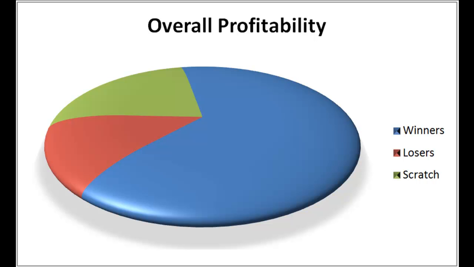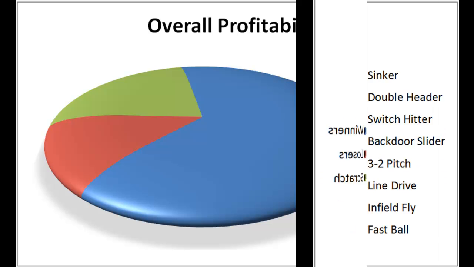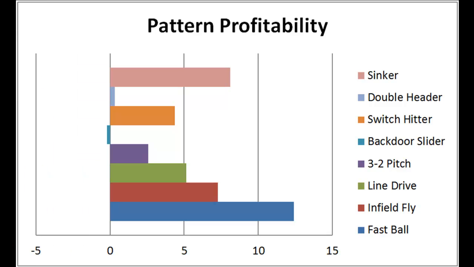So far in 2011, 111 winners, 24 losers, 37 scratch stops for a gross of $35.22 per share. Profitability by pattern in this very volatile year: fastball $12.41 per share, infield flies $7.29, line drive $5.14, 3-2 pitch $2.59, backdoor slider down 20 cents a share, switch hitter $4.36 per share, double header $0.32, and sinker $8.12 per share. So the volatility patterns are really shining. Again, don't read too much into backdoor slider, because for the year, believe it or not, we've only had 3 of them.